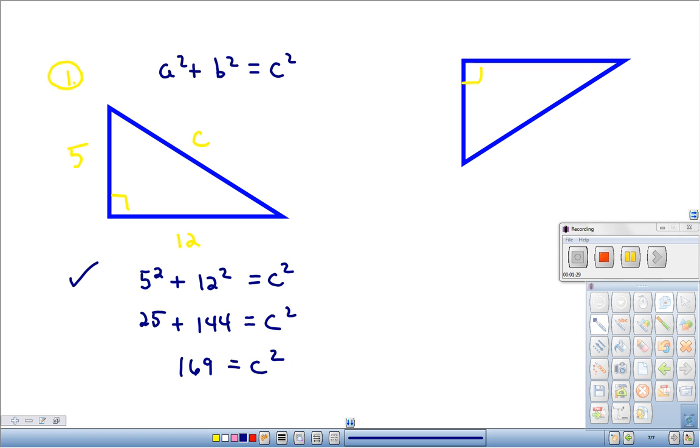That's not the final answer, because we don't want to know what c squared is. We need to know what c is. So to undo squaring, you square root. The square root of c squared is c, and the square root of 169 happens to be 13. So the length of the hypotenuse in problem number 1 is 13.